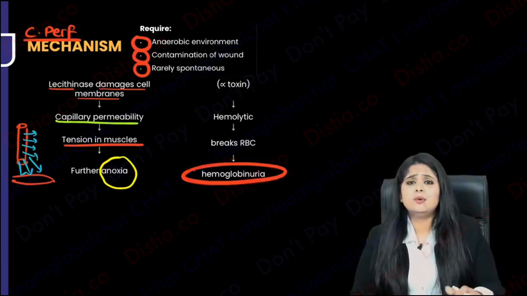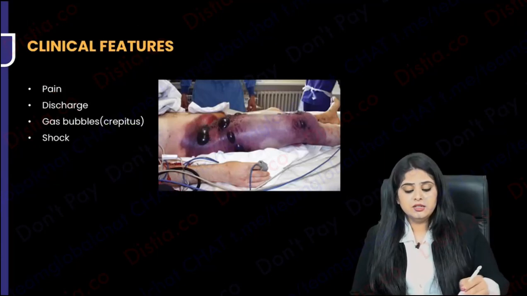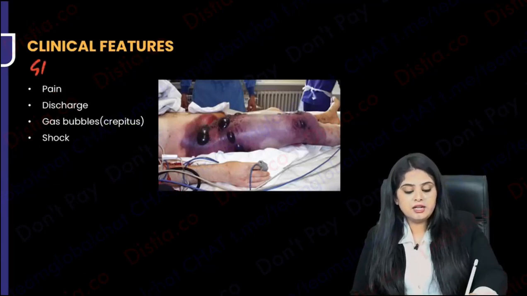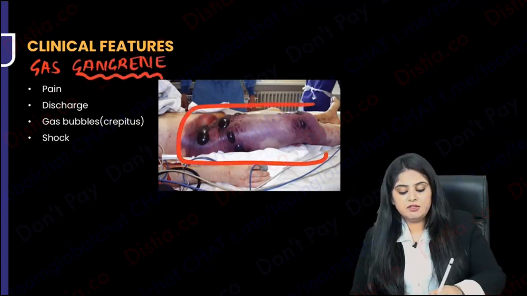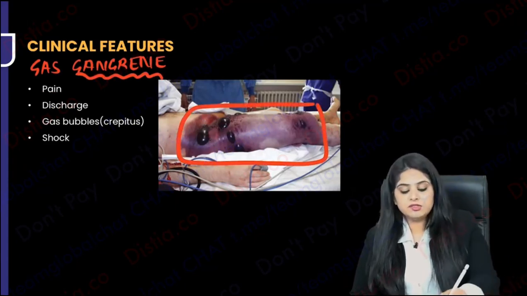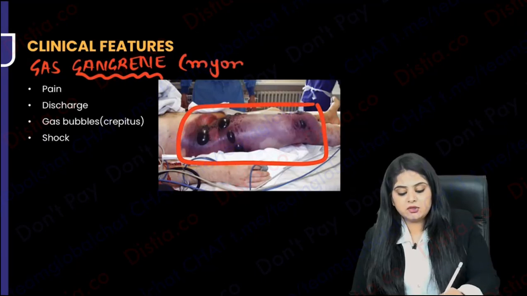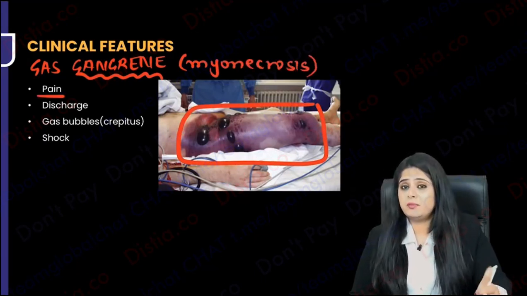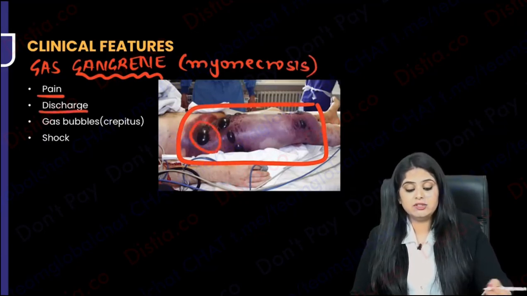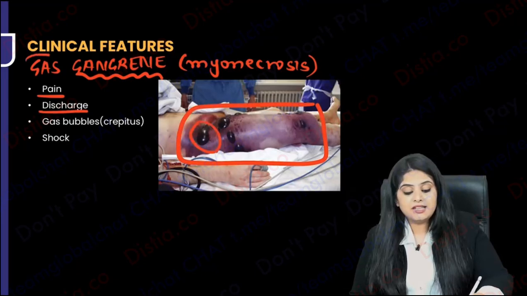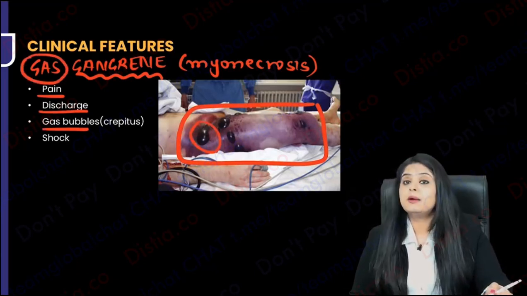So how will it look? How is the gas gangrene going to look like? So firstly, when we are talking about any kind of gangrene, we know for a fact that there is a lot of foul smelling, blackish, very dirty looking tissue that is there, because this is nothing but a case of myonecrosis. So what is the patient going to be? The patient is going to be in a lot of pain. There will be some discharge, as you can see, that is coming out. But gas gangrene means that there are gas bubbles that have formed.